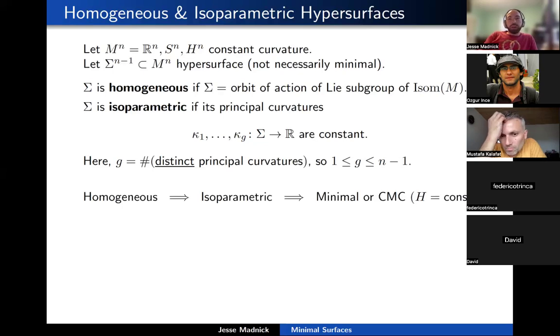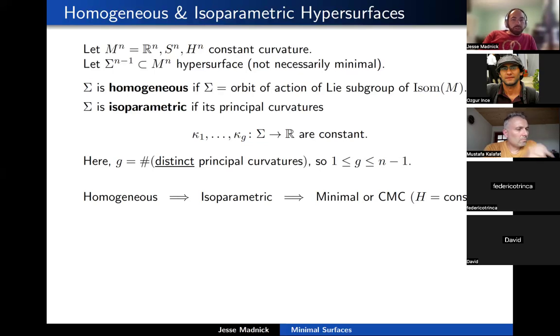Notice that every homogeneous hypersurface is automatically isoparametric, and every isoparametric hypersurface is necessarily minimal or CMC. Okay, by CMC, I mean constant mean curvature, where that constant is non-zero. Because in general, the mean curvature is constant, and that constant is either zero or not zero.